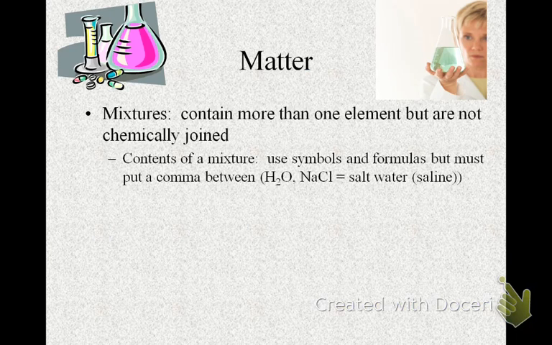The other type of matter is mixtures. They're really things that are sitting side by side. So salt water, for instance. They contain more than one element, but they're not chemically joined together. So we have water sitting side by side with salt. This is a mixture.